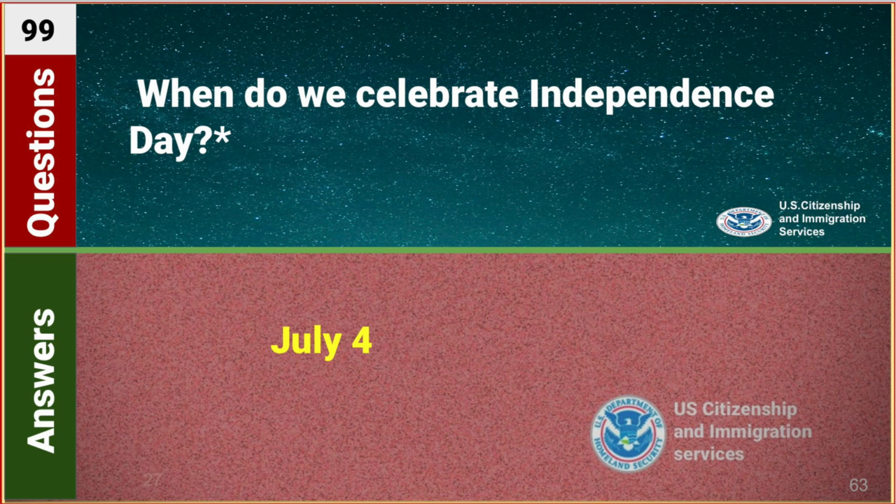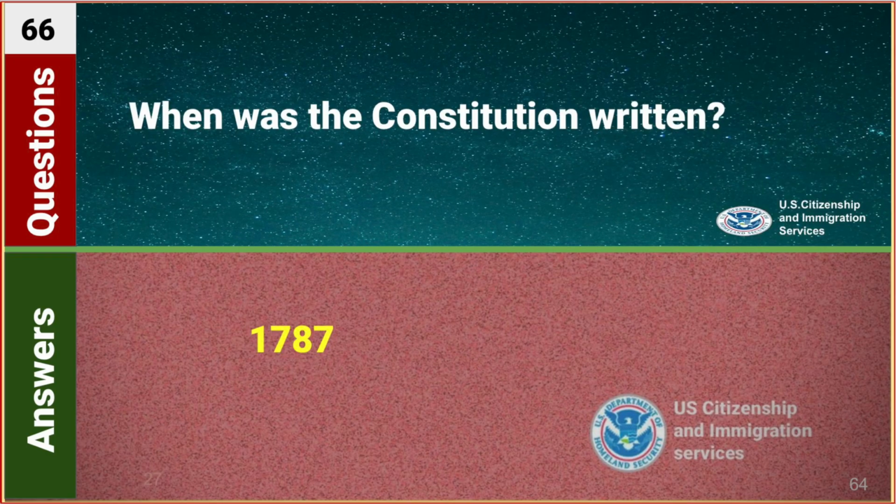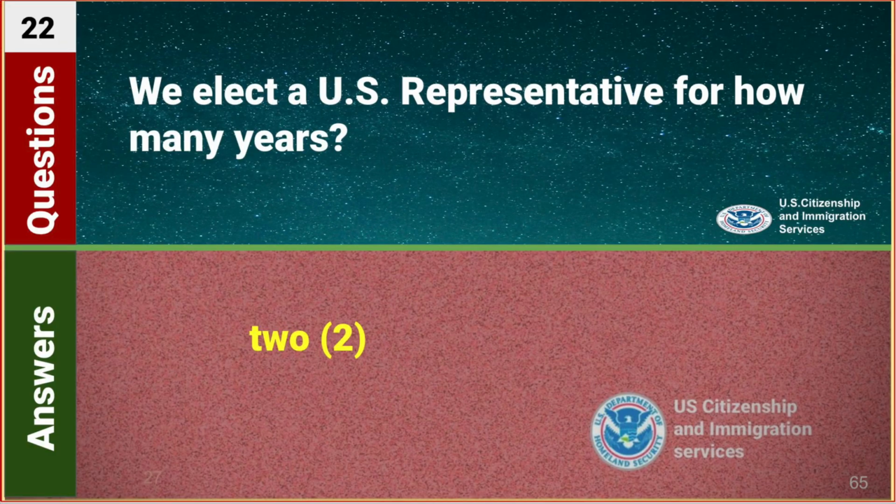When do we celebrate Independence Day? July 4th. When was the Constitution written? 1787. We elect a U.S. representative for how many years? 2.